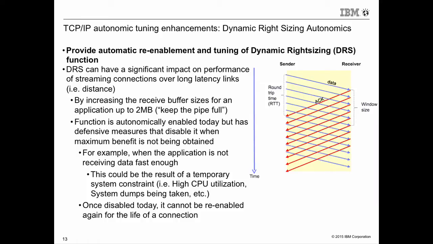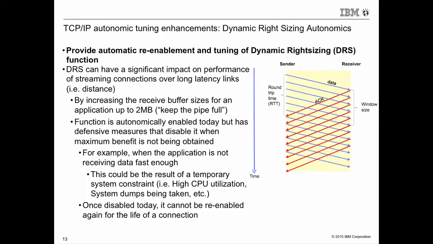One problem is that under some circumstances, we will disable DRS. It's not something that had any external visibility before. It was there, it worked, it did its job. But if we saw a situation where the receiving application was not pulling data out of the receive buffer fast enough, we viewed that as wasteful of all that storage, and so, as a defensive measure, we would disable DRS on the fly, which is all well and good.